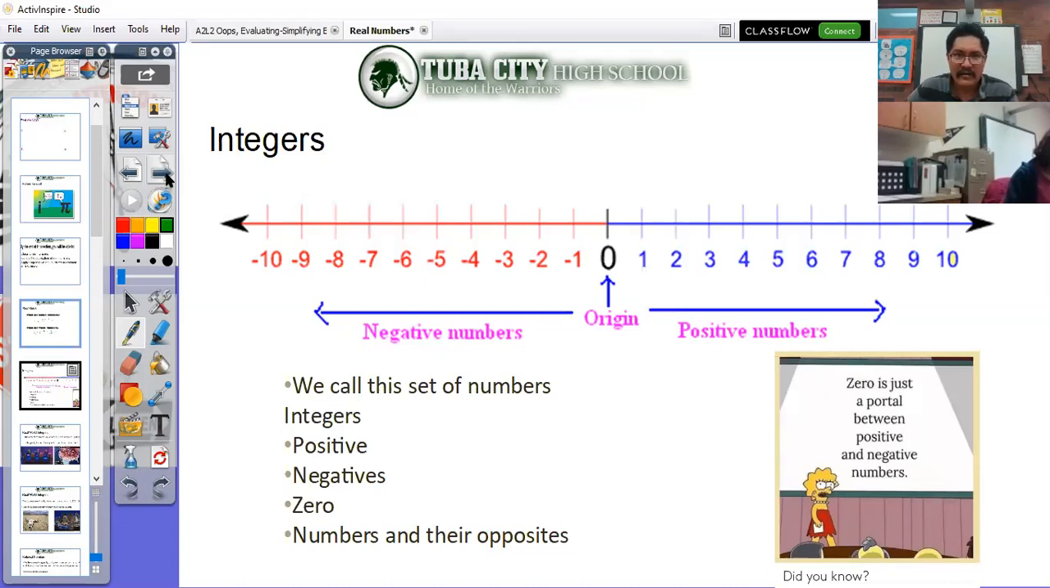The next ones are integers. So integers, continuing on, we have a number line. All right, so this number line is pretty interesting. It goes from the numbers we covered, the natural and the whole numbers, so it starts from 0. And then if we go to the right, 1, 2, 3, 4, 5, 6, 7, 8, 9, 10, it will go on and on forever.